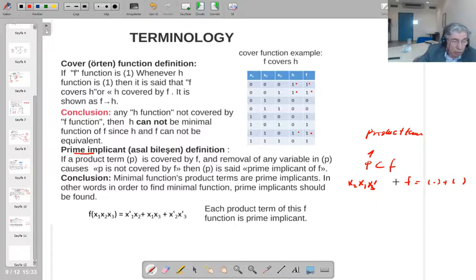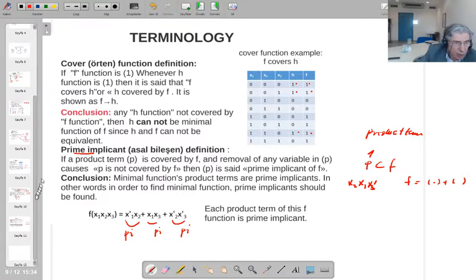It doesn't mean that that's the end of the process. No, we've got to find the prime implicants. That is the first step. Minimal function's product terms are prime implicants. In other words, in order to find the minimal functions, prime implicants should be found. Each product term of this f function is a prime implicant. Now, as we said in the previous one, this is a minimal function. If it is a minimal function, all these product terms are going to be prime implicants. So if you remove this, this function won't be equivalent to the original function.